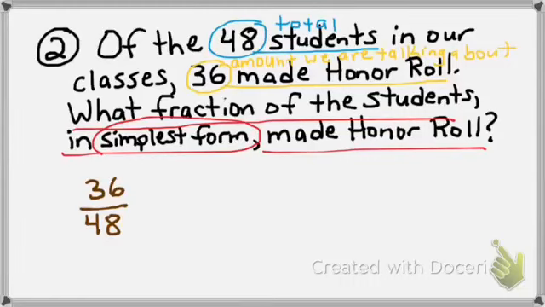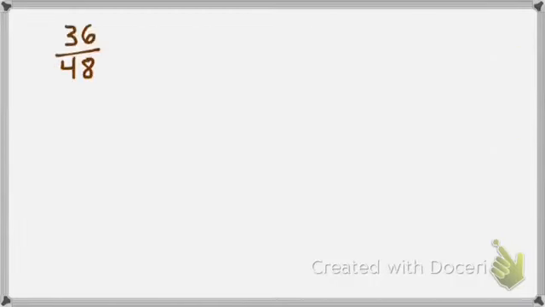Remember, denominator is how many it takes to make a whole. 48 students make the whole group of classes. Numerator is how many I'm talking about. I'm talking about who made honor roll, and that's 36 students. So I have 36/48 as my fraction. And my question asks, what's the fraction in simplest form? I don't have much room left on this page, so let's move to another page to complete the work.